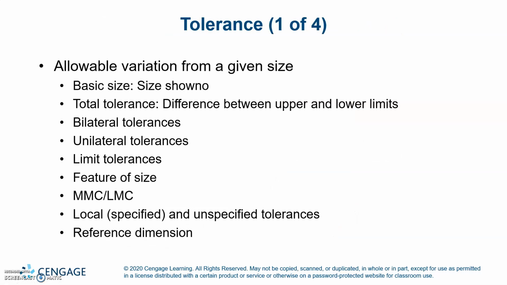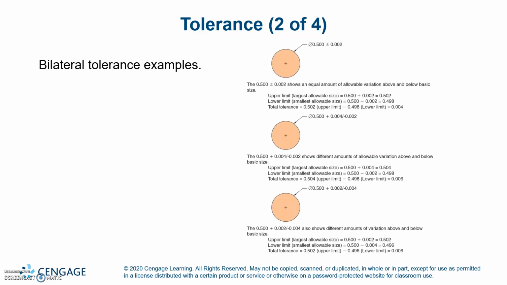Allowable variation from a given size. Basic size, size show mode, total tolerance, difference between upper and lower limits, bilateral tolerance, unilateral tolerance, limit tolerance, feature of size, maximum material condition versus least material condition, local, specified and unspecified tolerance, and then reference dimension.